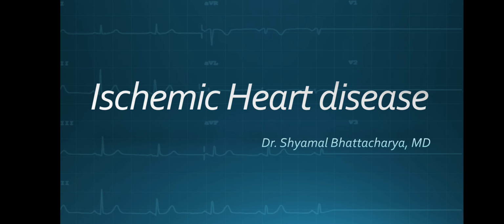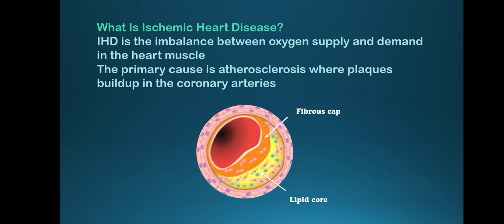Today's topic of discussion is ischemic heart disease. What is ischemic heart disease? It is the imbalance between oxygen supply and demand in the cardiac muscle. The primary cause is atherosclerosis, where plaques build up in the coronary artery.